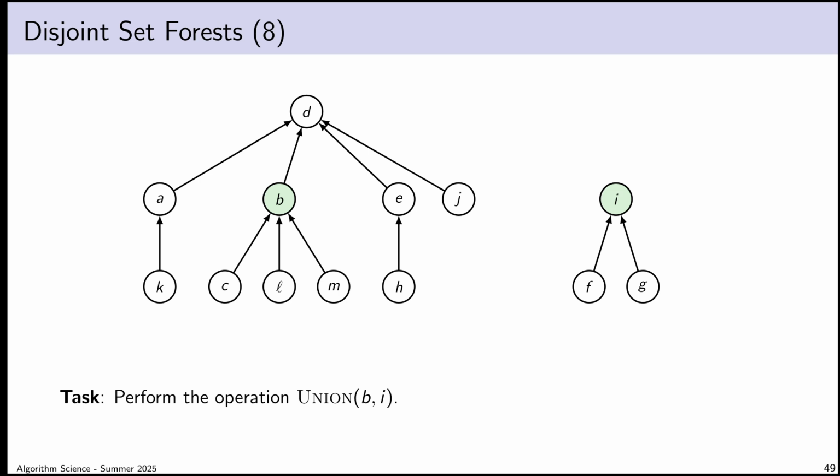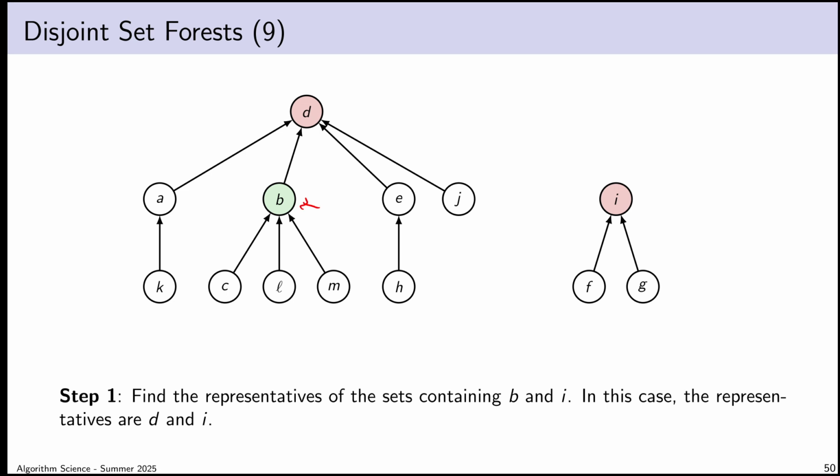Okay, we'll do another union here. Let's perform union B and I. Now, step 1 is find the representative for each of those nodes. Well, for B, the representative is going to be D up here. And for I, actually, I is already the root of its tree, so that's easy. Okay, so I have that, and now I make the smaller tree a subtree of the larger tree. So I would set the parent pointer on I to be equal to D.